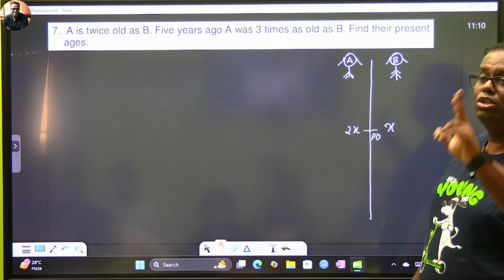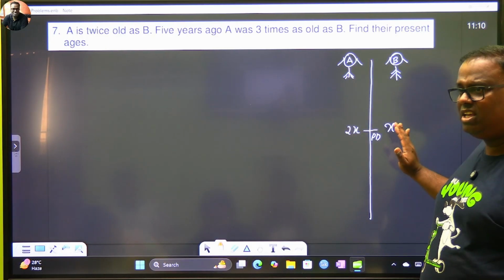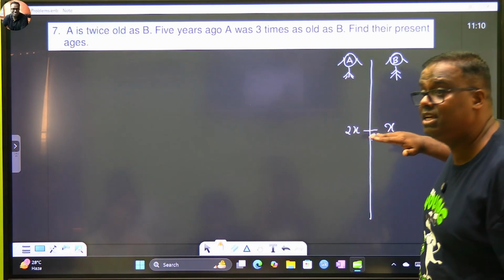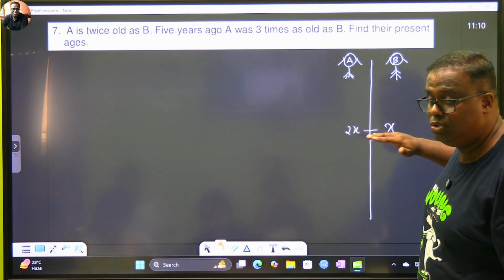A is twice as old as B. If B is 3 years, then A is 6 years. If B is x, then A is 2x. This is called assignment of variable. Learn to understand what I'm saying.